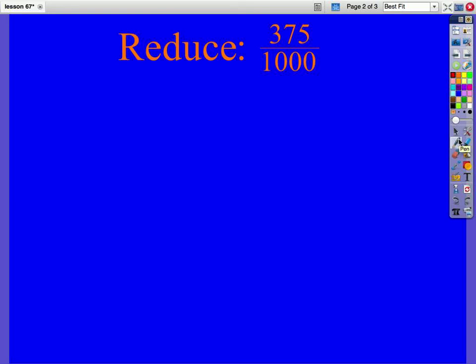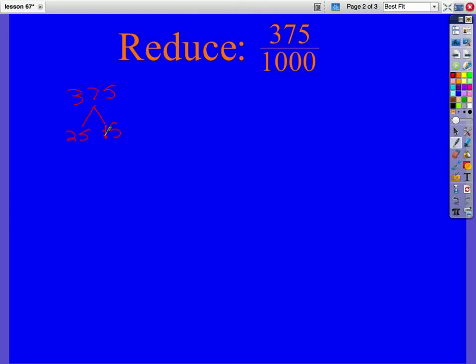So the first thing is I'm going to do prime factorization of 375. And I'm going to use a factor tree. Okay? So I know 25 is going to go into it. And I can just count by 25s to figure out how many. 25, 50, 75. Well, 4 go into 100, so 12 go into 300. 15 go into that.